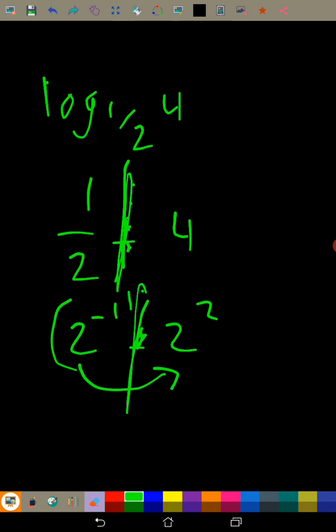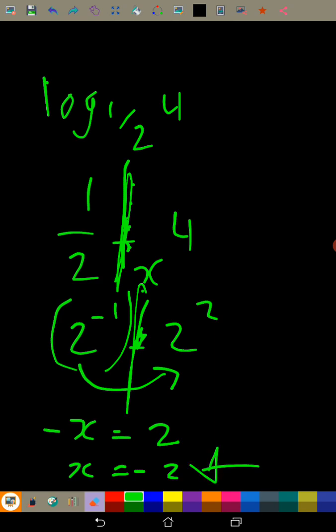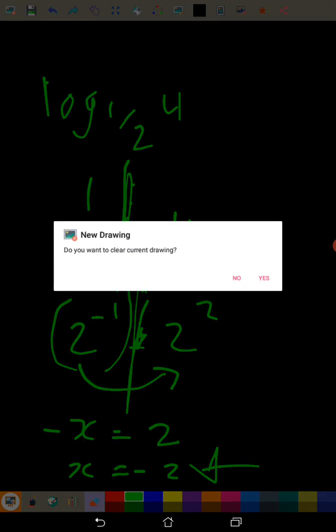So we have to multiply by something to get this. Therefore minus x is equal to 2, and x is equal to minus 2, and we get the answer. I went through many things, but that was the conclusion of it. That's how you get this. Okay, let's do some more things.